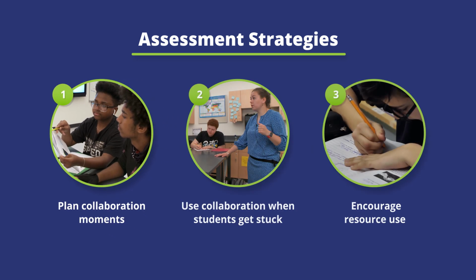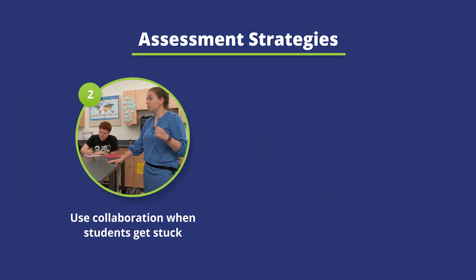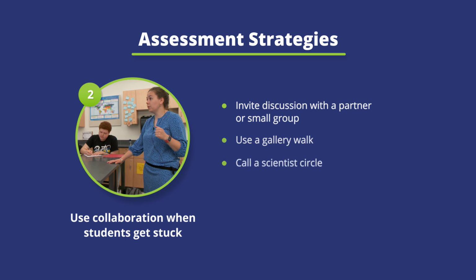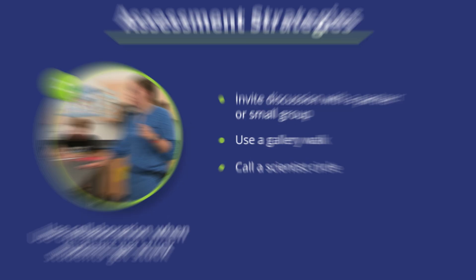Another move you can use is to pause if students get stuck. You can invite them to discuss that question with a partner or small group, then go back and revise their thinking individually. Or try a gallery walk where students see what others are trying and then go back and improve their own work. You can also call a quick scientist circle, a 5-minute whole class chat on a hard question, and then send them back to work. Let's hear from some students reflecting on their experience collaborating during an OpenSciEd transfer task.